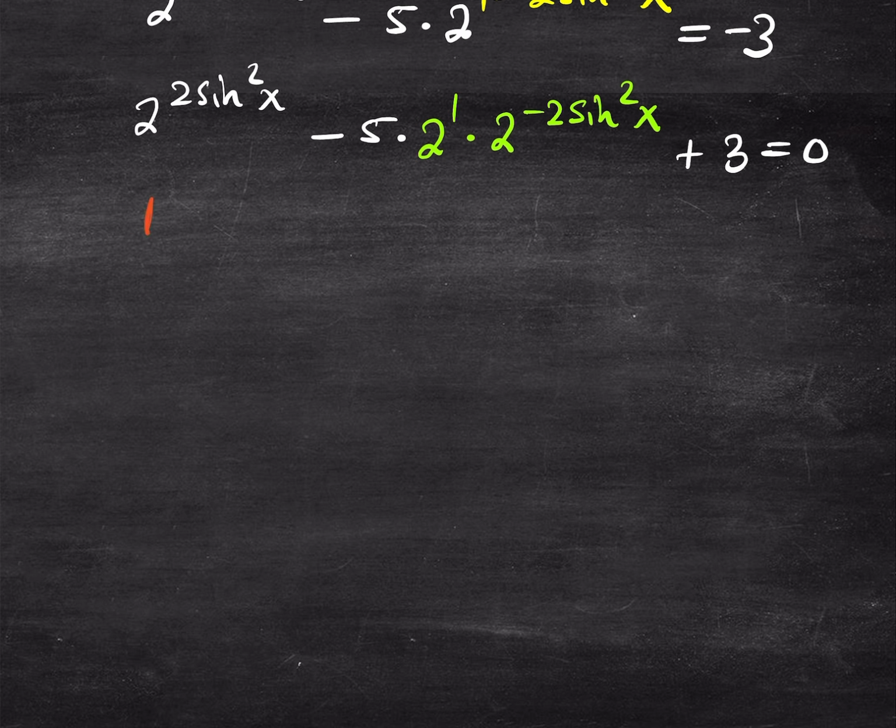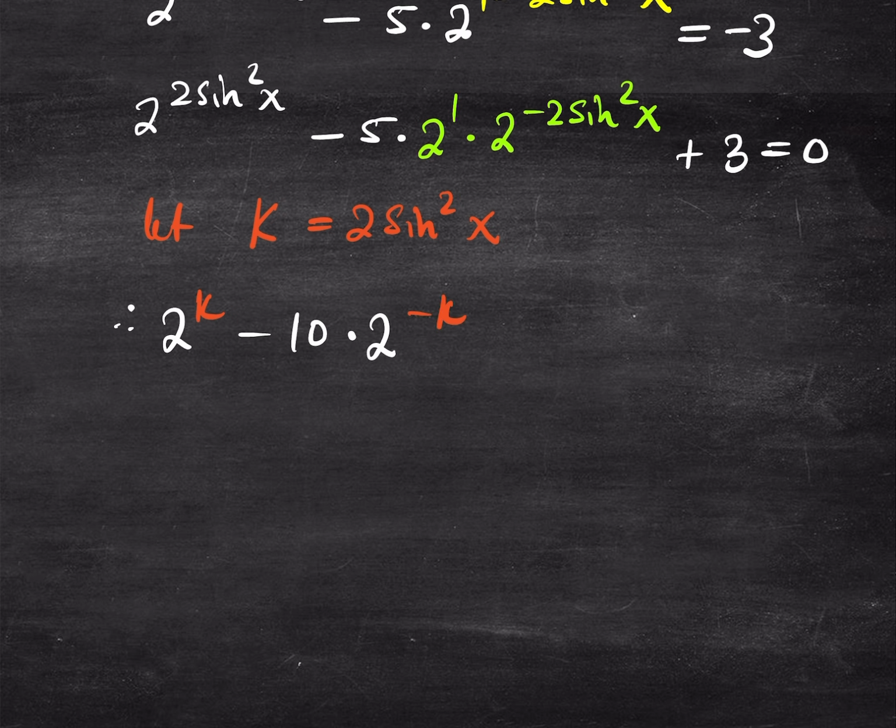Pay attention. I will say let k be what now? To be 2 sine squared of x. That means in this portion, I'm going to replace that by k. And also this part here is going to be a k. And then we solve this algebraically. Therefore, you have 2 to the power k, take away 5 times 2, which is 10, multiplied by 2 to the power negative k. Think about it. And then plus 3 is going to be equal to 0.